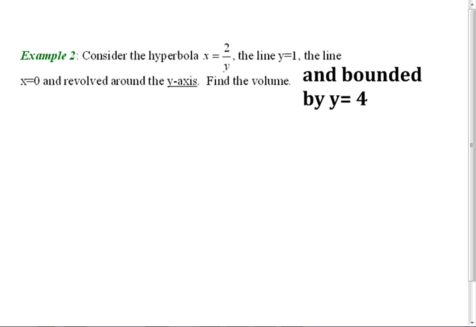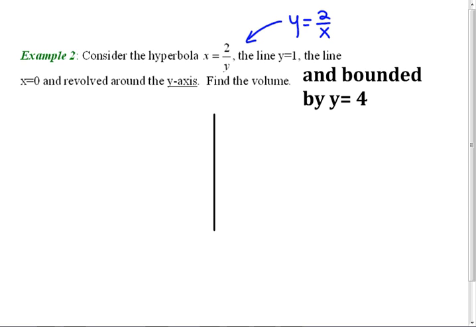What do you mean I can flip it around? So y equals 2 over x. Now I recognize it. And the line y equals 1, and the line x equals 0, and we're going to revolve around the y-axis. So I always draw it. I don't know how you can do this without drawing it.